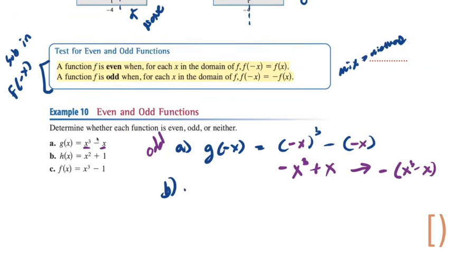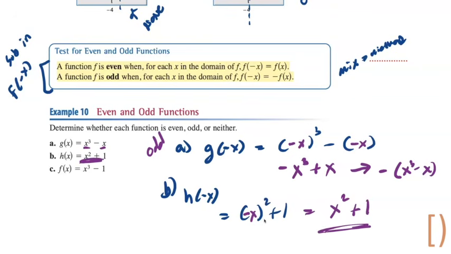We want h of negative x, and h of x is x squared plus 1. We're going to plug in negative x. When you square a negative, it becomes positive, and that's the only thing that happened. If you notice, nothing changed. That's the exact same thing we started off with. That's an even function.